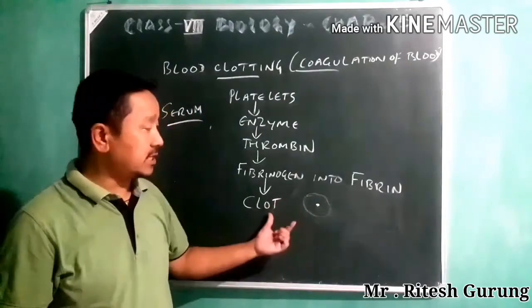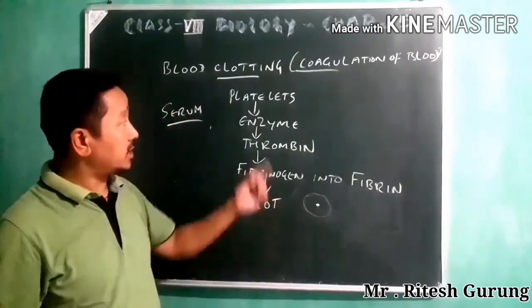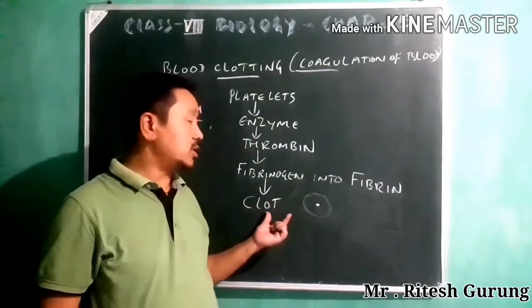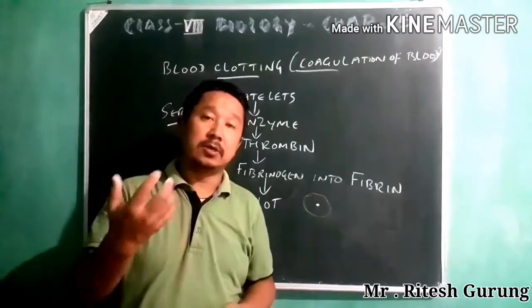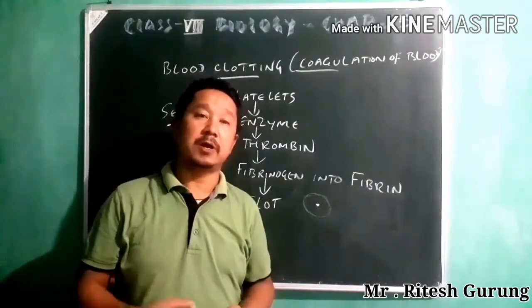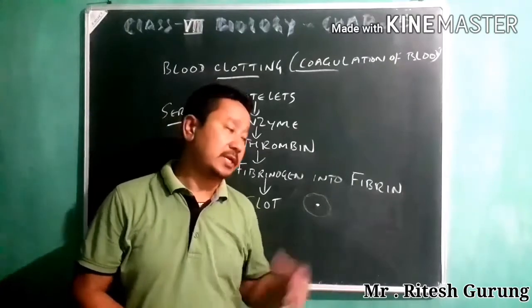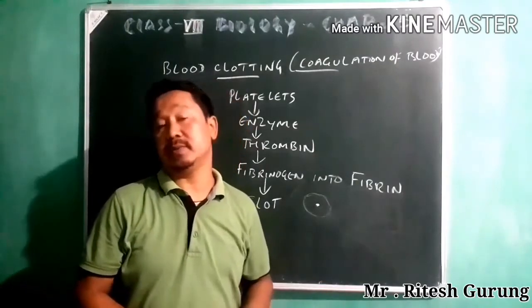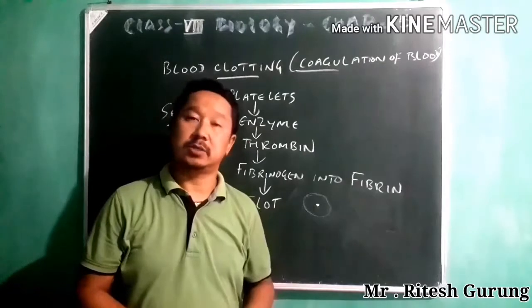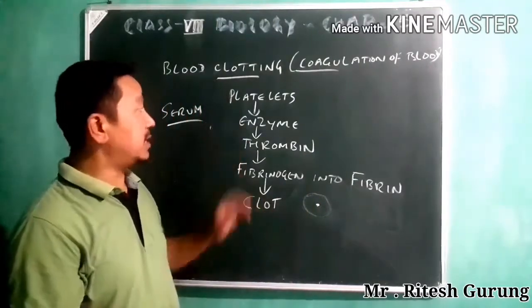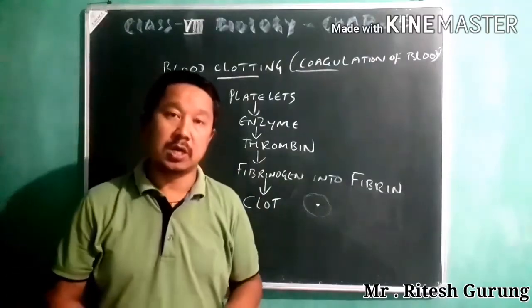Otherwise, if clotting does not take place there, or let's say if no platelets are there, then no such clotting takes place and the flowing of blood continues. If it is not immediately treated, then a person will die because of the loss of blood. So to check the loss of blood, these platelets play a very important role.